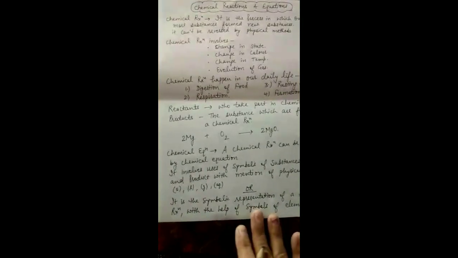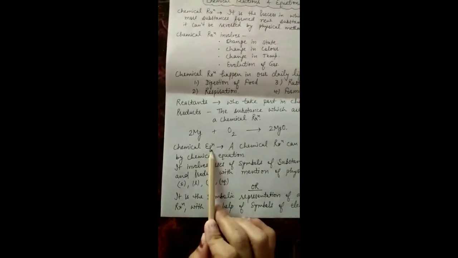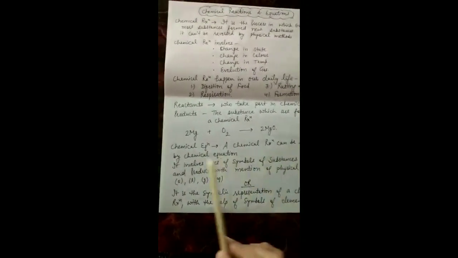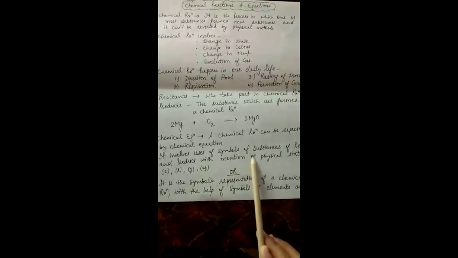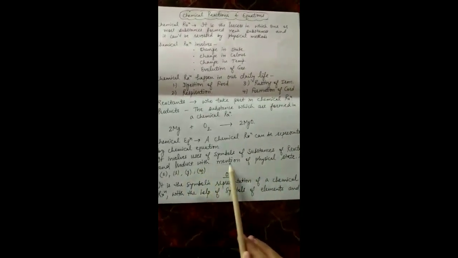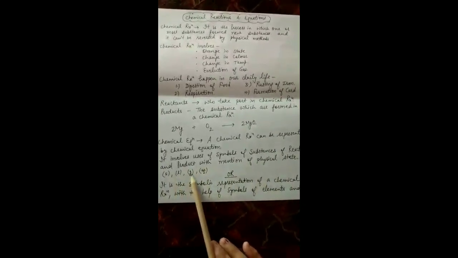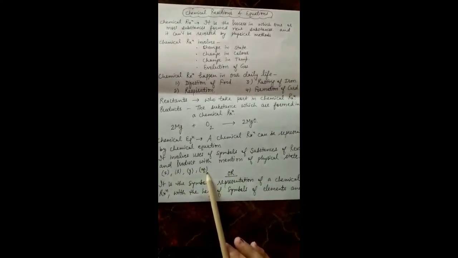How to write a chemical reaction? A chemical reaction can be represented by a chemical equation. It involves the use of symbols of substances of reactants and products with mention of physical state like solid, liquid, gas or aqueous form. AQ means aqueous form. It is the symbolic representation of a chemical reaction with the help of symbols of elements and formulas of compounds.